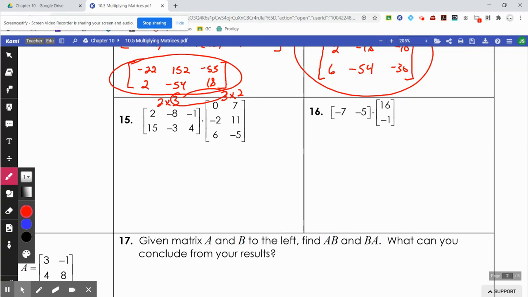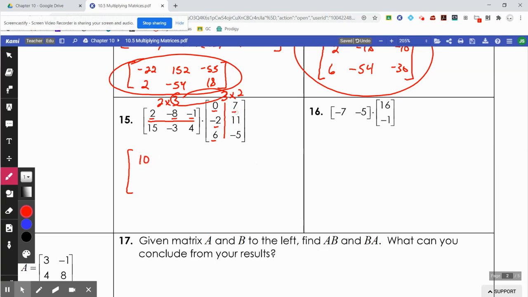Okay, number 15, you have a 2 by 3 multiplied by a 3 by 2. Can be multiplied. Your answer should be a 2 by 2. So let's see if we can start doing this more so in our head. So you're going to multiply 2, -8, -1 by 0, -2, and 6. That's going to give you 0, 16, and -6. 0, 16, and -6 gives you 10.